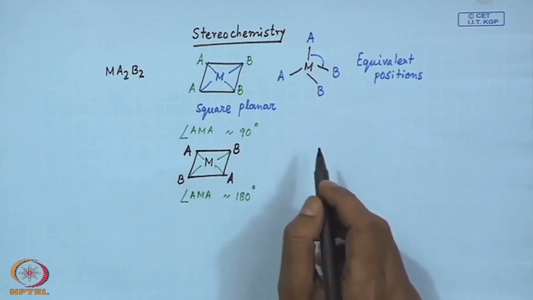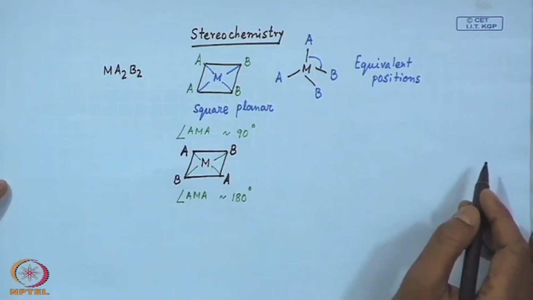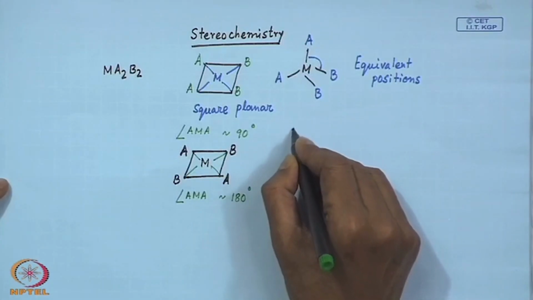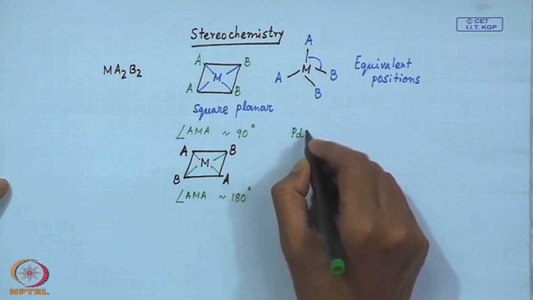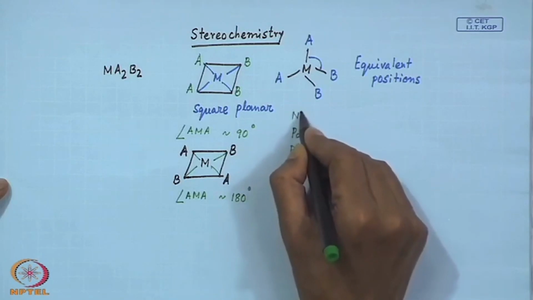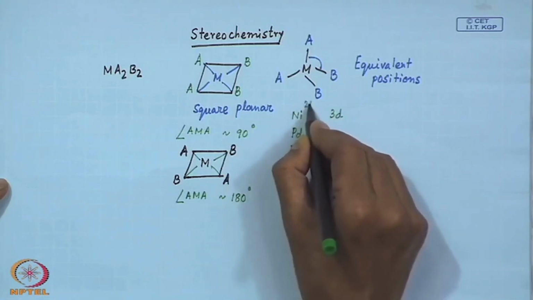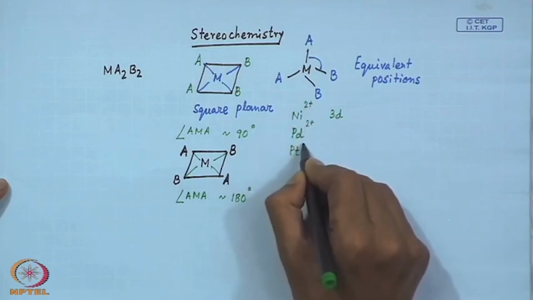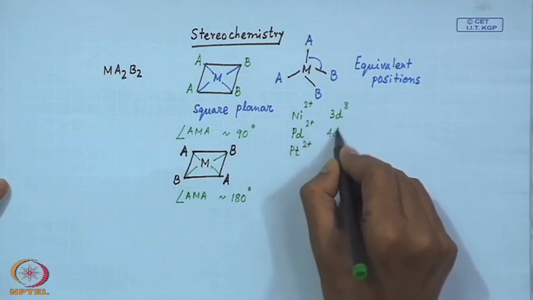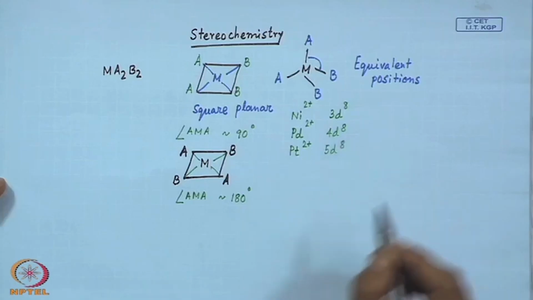So this particular arrangement is very important and very useful to know also, because we can have a large number of such compounds which can be prepared from, say, palladium or corresponding platinum salts as well as nickel salts, because these are giving in 2+ oxidation states 3d8 species, 4d8 species and 5d8 species.